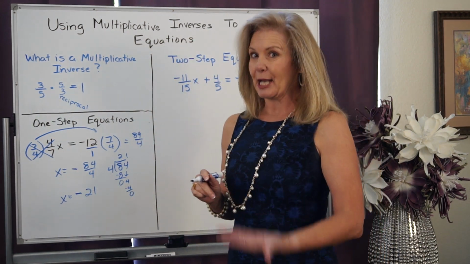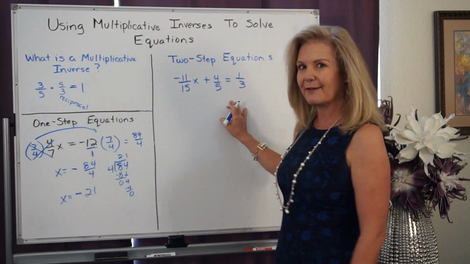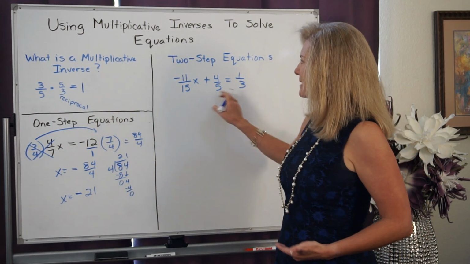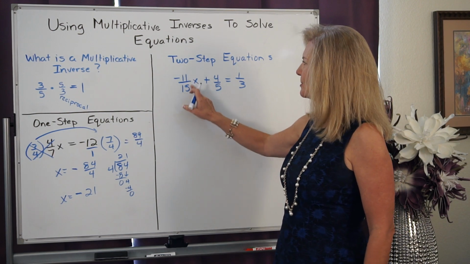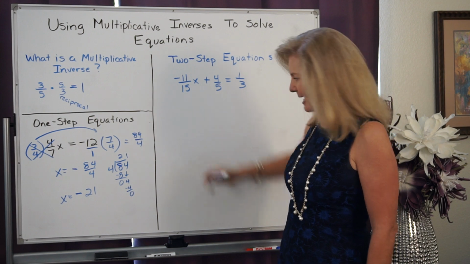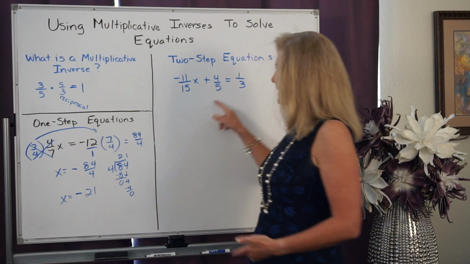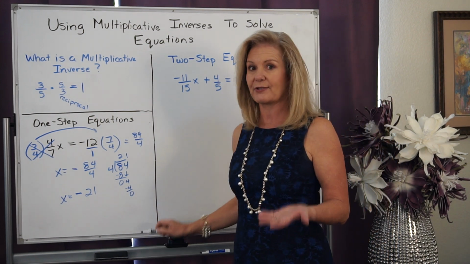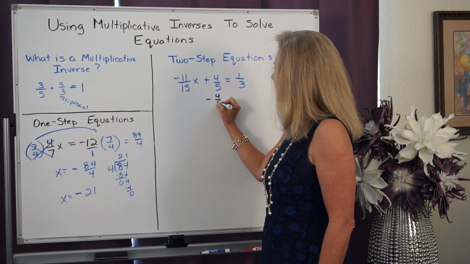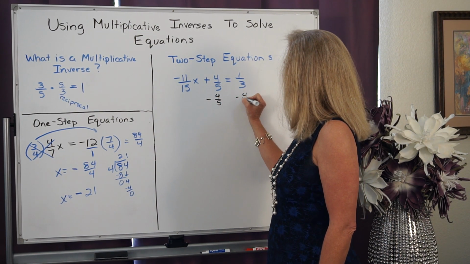So let's take it up a notch. What if we have a two-step equation? Well, it's a little more complicated because I have two operations. I can see I have multiplication there and I have addition there. So I always start on the side that has the variable, but I need to get rid of this plus 4/5 first. Well, we know we use inverse operations, and whatever I do on one side, I do on the other.